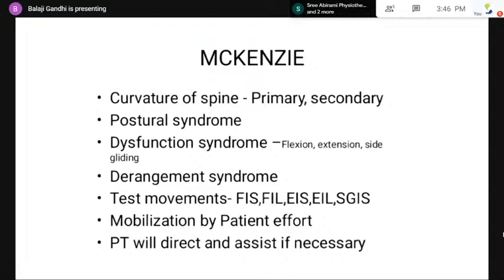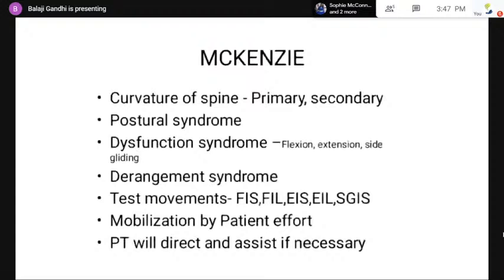Extension in standing: in the standing position, keep the hands on the gluteal region for support, and the patient tries to move the spine backward. Extension in lying: in prone lying, the patient places the hands on the bed, gives pressure, and tries to lift the head, shoulder, and chest upward. Side gliding in standing: in the standing posture, it is not a side flexion, it is a side gliding. The shoulder and chest are pushed parallel to the pelvis.